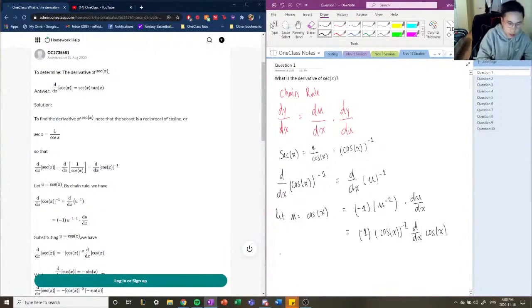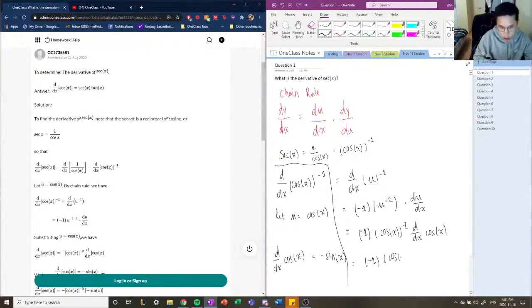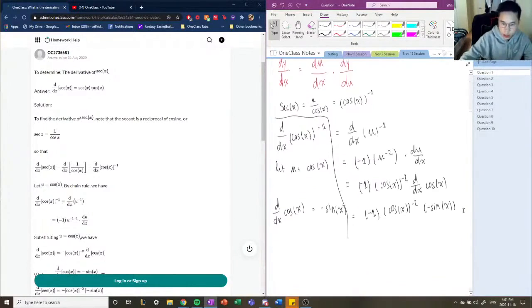All right, and then the final rule is that we know that the derivative of cos x is negative sine x. So plugging that all in together, we get negative cos x to the power of -2 times negative sine x. Okay, so this is what we get for our derivative.